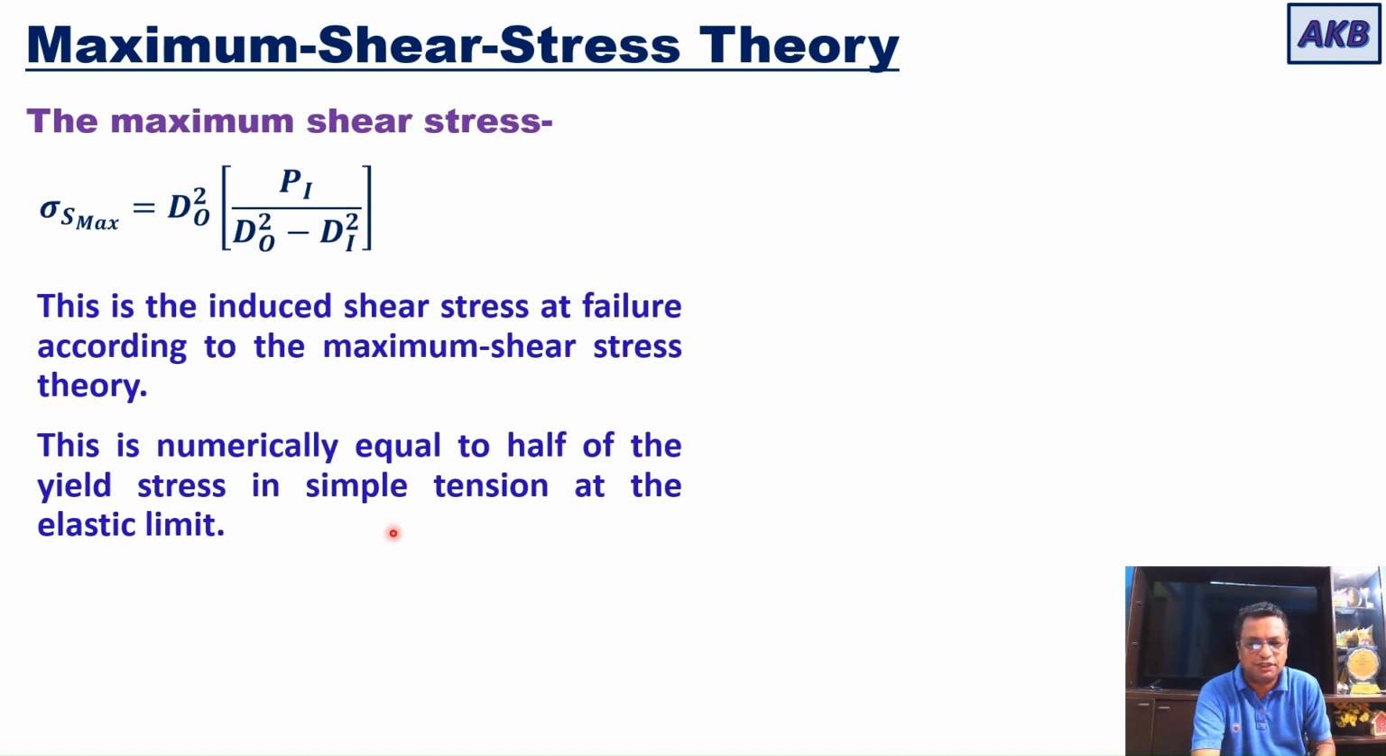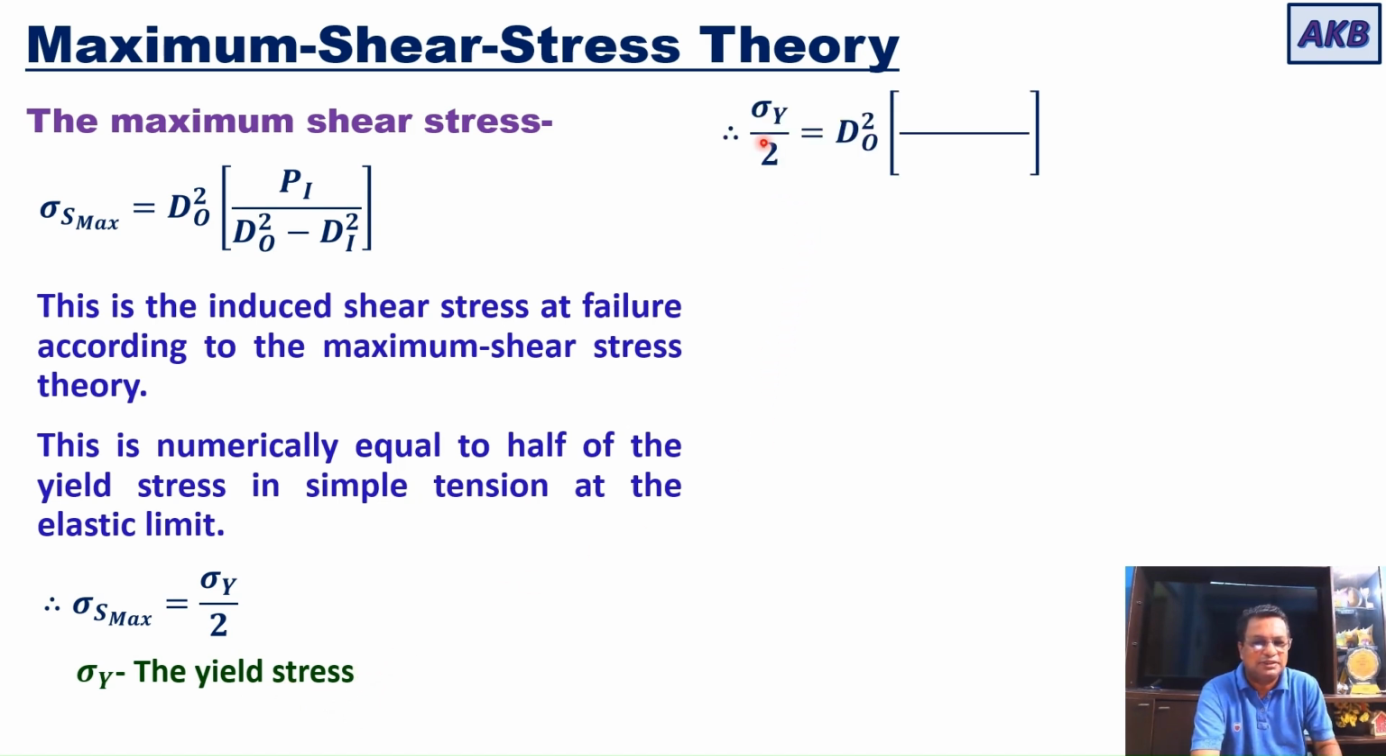If the material is subjected to simple tension, and when the elastic limit is reached, then whatever is the value of yield stress, half of that is the maximum shear stress that is induced. So mathematically you can simply write this as sigma S max is equal to sigma y upon 2, where sigma y is the yield stress in simple tension. So sigma y upon 2 is equal to do square into pi upon do square minus di square.